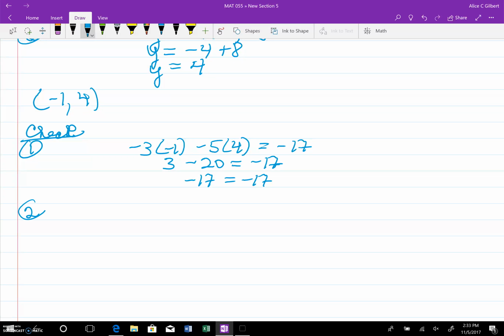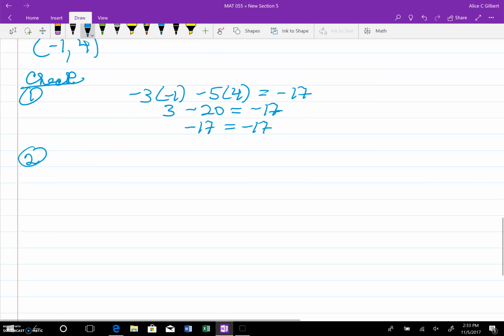Well, that worked, and now we need to check it. Remember, you have to check it. It has to work in all equations. So this one's y equals 4 times -1 plus 8. So that's 4 equals -4 plus 8. 4 equals 4. So there we have it.